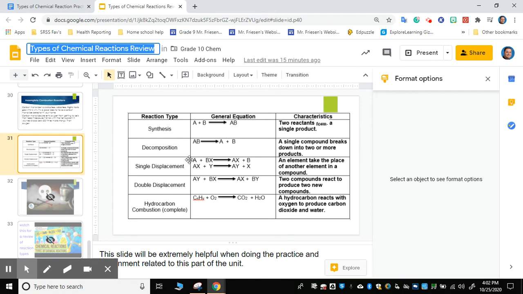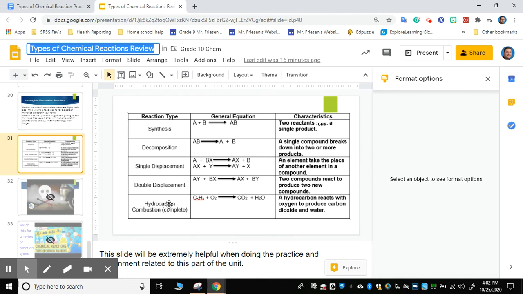Single displacement: we have, let's say, two metals, A and B, and a nonmetal X. Those two metals will switch places to be AX plus B. And then we have a metal with two nonmetals, and only that metal can switch with those two nonmetals, so those two nonmetals are going to switch places, and we'll have AY plus X. Double displacement: the two metals will switch places, and so instead of AY plus BX, we'll have AX plus BY.